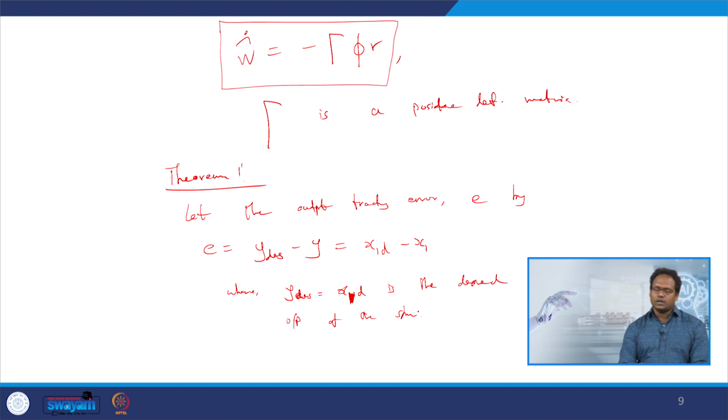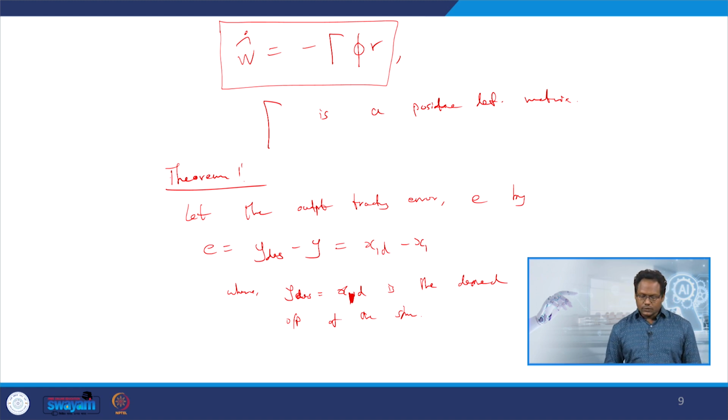Okay. First of all, in the theorem let us define the output tracking error E, which is nothing but the discrepancy between the desired output and the actual output of the system, where the desired output is x1d and the actual output is x1, y equal to x1.